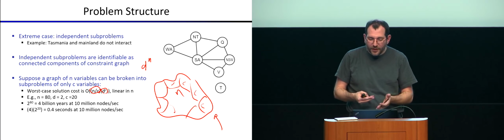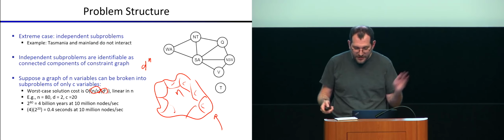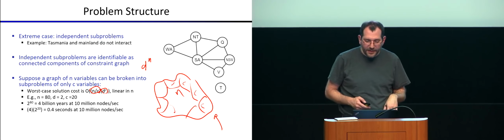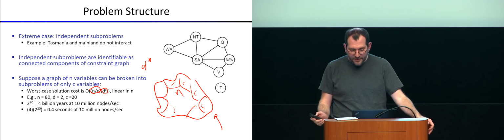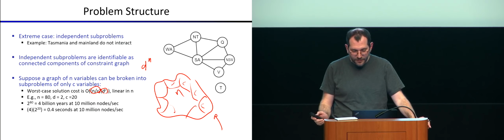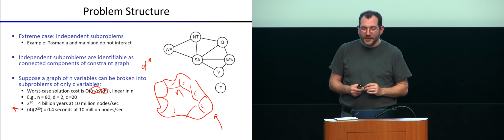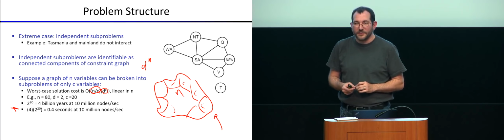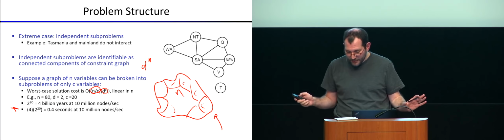And so if you run the numbers, this is the difference between, say, n is 80 and d is 2 and c is 20, and you make some assumptions about how many assignments you can churn through per second. That's like billions of years for the whole problem. That's not even a very big problem. Billions of years is a long time. But it's just less than a second under the same assumptions if you can divide it up into a bunch of independent problems. So independence is great. You solve the problem separately, divide and conquer. All right.